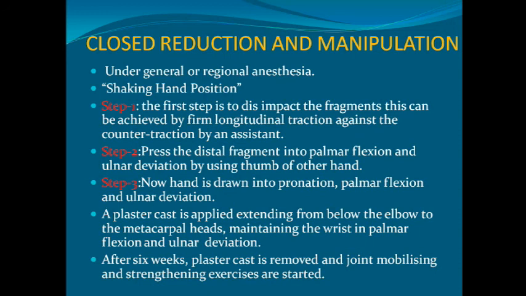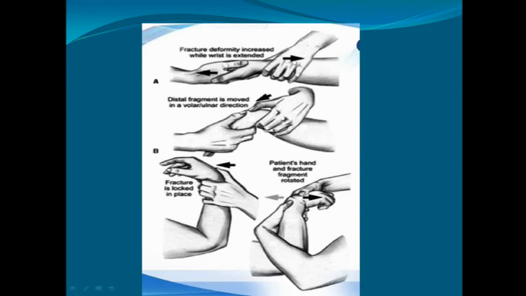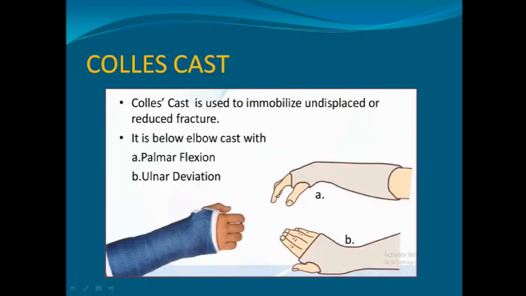You can spare the thumb. After 6 weeks, you remove the plaster and you start mobilizing the joints. So this is how you will do it. First, it is giving longitudinal traction, then they are pushing it downward. They are making the wrist in palmar flexion position, and they are also doing ulnar deviation. So this is somewhat how a Colles cast will look. This is palmar flexion, this is ulnar deviation. So this is how you will put a Colles cast.